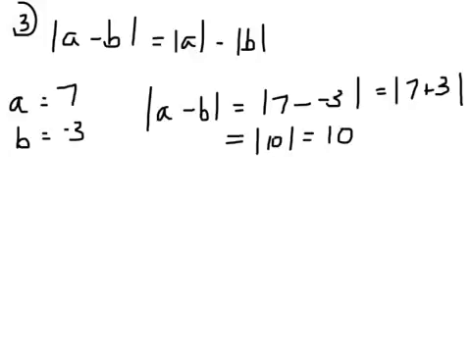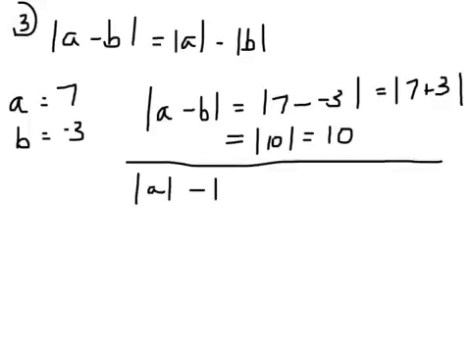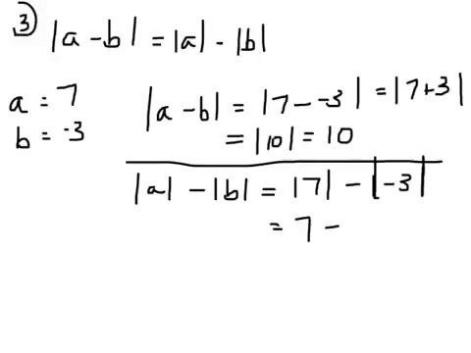But what if we split them apart? What if we had the absolute value of A minus the absolute value of B? Well, that would be the absolute value of 7 minus the absolute value of negative 3. And that would just be 7 minus, well, the absolute value of negative 3 is 3. So 7 minus 3 is 4, and 10 is not equal to 4. So there's a counterexample there.